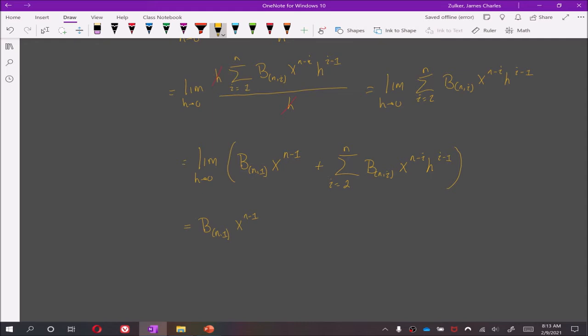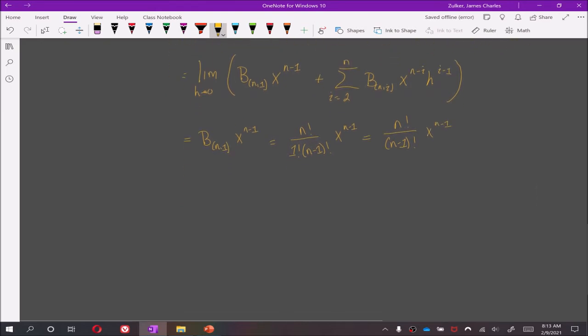All that's left to do now is to evaluate what the n 1 binomial number is. So it'll be n factorial over 1 factorial times n minus 1 factorial. 1 factorial is just 1. By definition of factorials, n factorial is n times n minus 1 factorial. And so this is n x to the n minus 1.